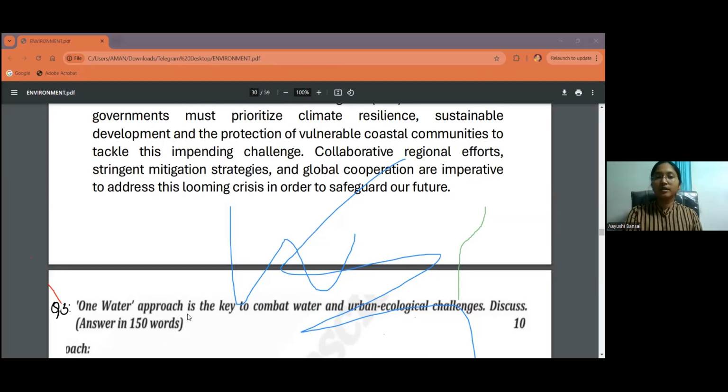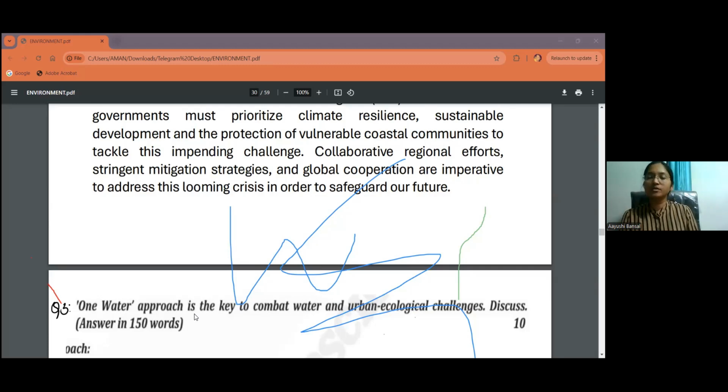Now the question is: key to combat water and urban ecological challenges. Again, identify the parts of the question. There are two parts: combat water challenges, and combat urban ecological challenges. Now you have to discuss this. So what will be your heading? The first heading will be: One Water approach, key to combat water challenges. Now in your points, you will write how the One Water approach is combating water challenges. So what is the One Water approach? We are utilizing water in a cycle. No water is being wasted.